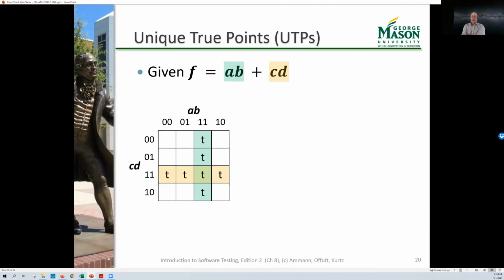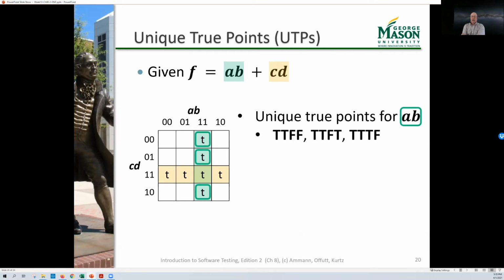So if I look at implicant AB, what are my unique true points for AB? Well, those are the points that AB caused to be true and that no other implicant caused to be true. So true, true, false, false, that's a unique true point for AB. True, true, false, true is a unique true point for AB. True, true, true, true is a true point, but it's not a unique true point for AB because CD also caused that to be true. So that's why it's not a unique true point. And true, true, true, false here at the bottom, that is also a unique true point because AB caused that to be true and no other implicant caused it to be true.